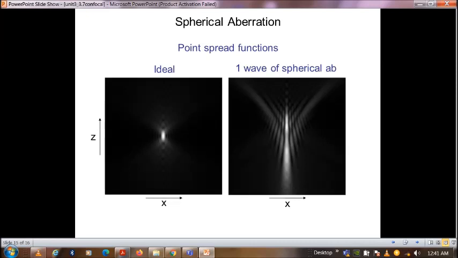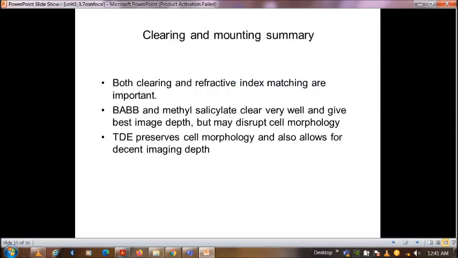This is the spherical aberration: point spread functions for ideal and one wave of spherical aberration. Over the point hole which has light, there is a narrow width, and a broad width is given here. In the clearing and mounting summary, both clearing and refractive index matching are important, and the solutions we are using work very well and give the best image depth, preserve cell morphology, and allow for greater imaging depth. So these are the things about confocal imaging.